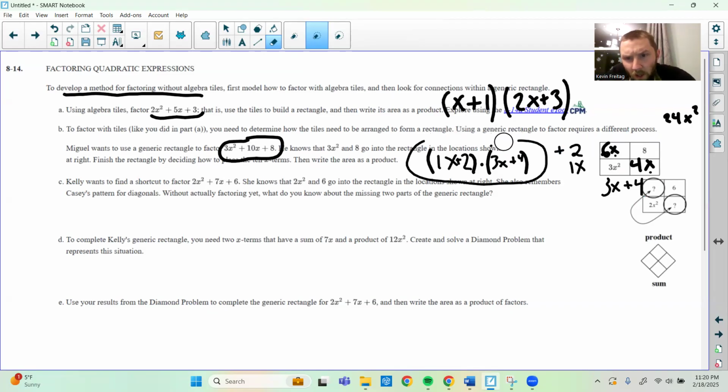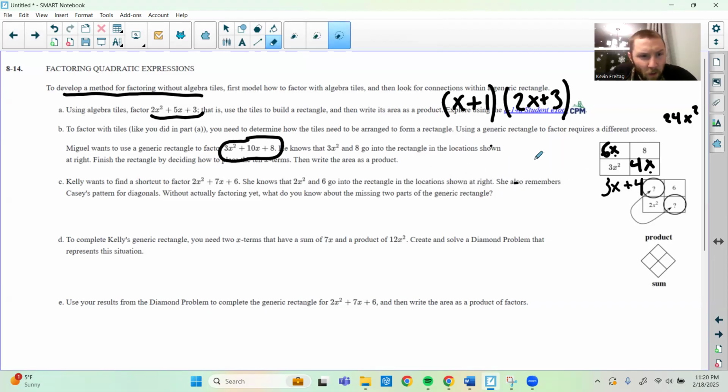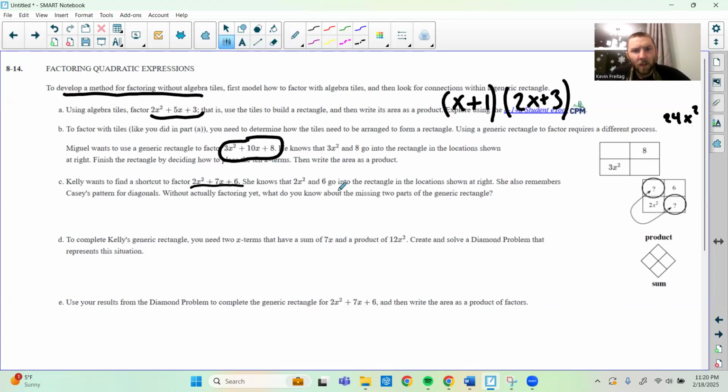So the next part, C, says that Kelly is hoping to figure out a shortcut. She has this expression, 2x squared plus 7x plus 6. She knows that the 2x squared and the 6 go into the rectangle, bottom left, top right. She also knows Casey's patterns for diagonals, that was yesterday's stuff. Without actually factoring yet, what do you know about the missing two parts of the generic rectangle? What do we know about this and that?